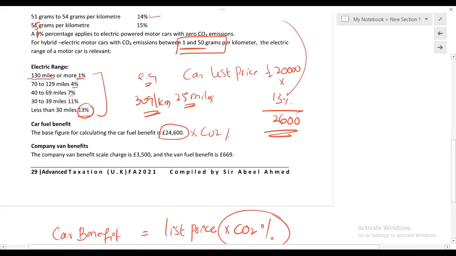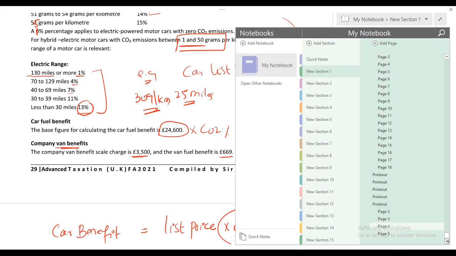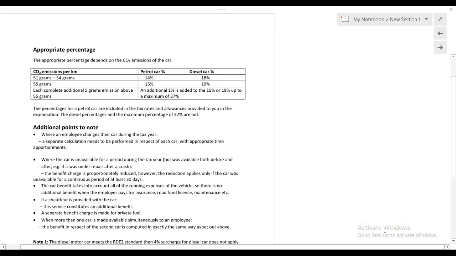If someone has a big family and does not need a car, and is asking for a van, for example, then the van benefit is 3,500 for tax year 21-22. And if the van is given with fuel, then the fuel benefit is 669. In case of a van, the CO2 percentage is irrelevant. So if someone is given a van for private use, then the usage benefit is 3,500 for the whole tax year, and the fuel benefit is 669. Okay, let me discuss first a few things relating to the CO2 percentage, and then I'll come back to these values again.